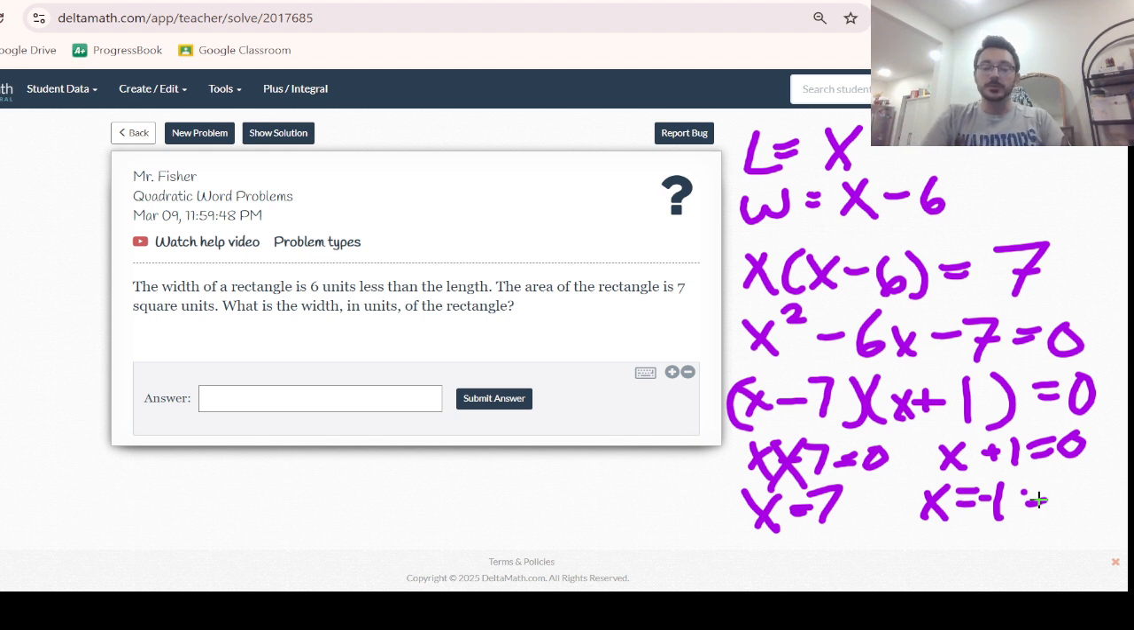So you have two numbers, 7 and negative 1. So one of those is your length, but which one? So think about if your rectangle is like a fence in your yard.